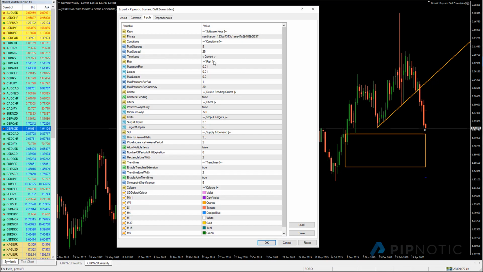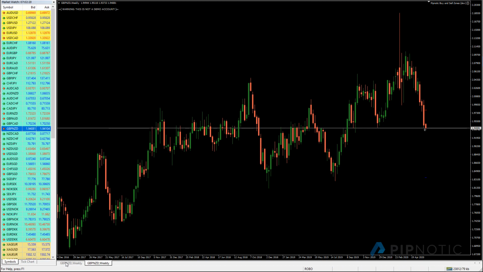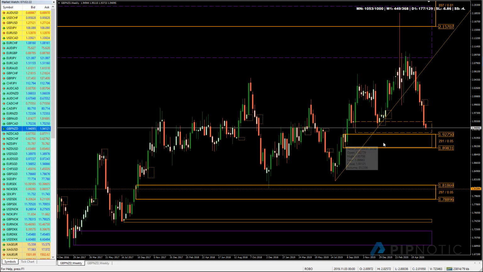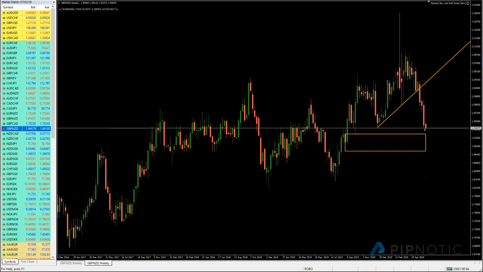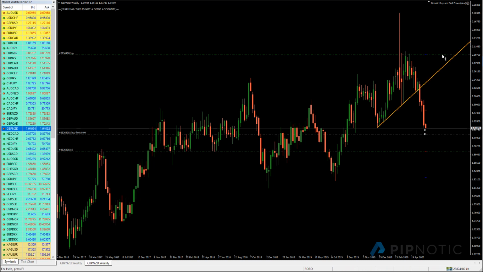So I'm just going to do this. Okay, so we have that there. I like that price poked down into that area there. So I'm just going to flick that on. I'll just pop that in there like that. Okay, so that's what it's got there.